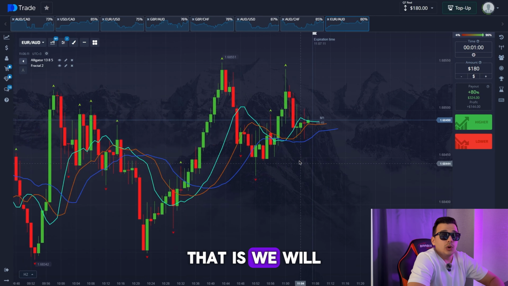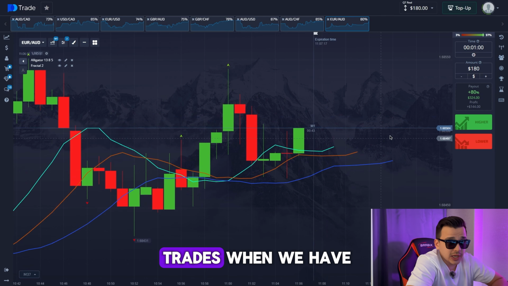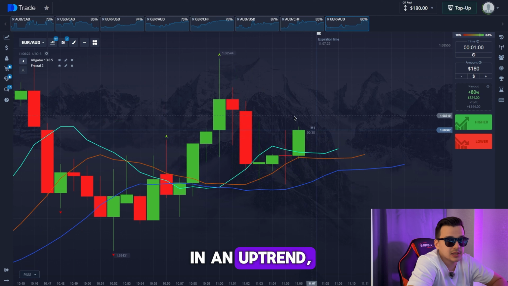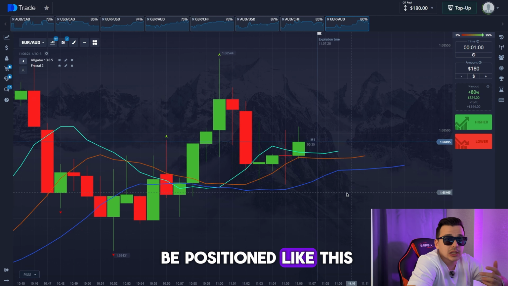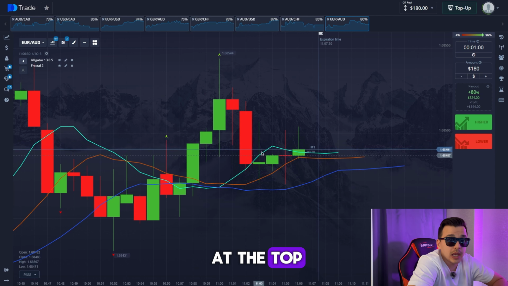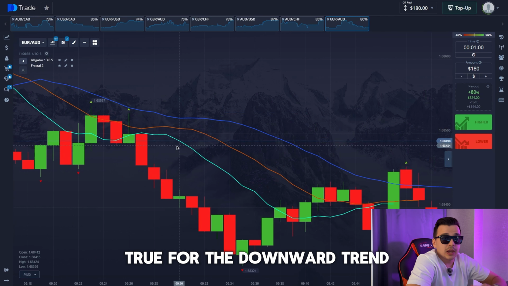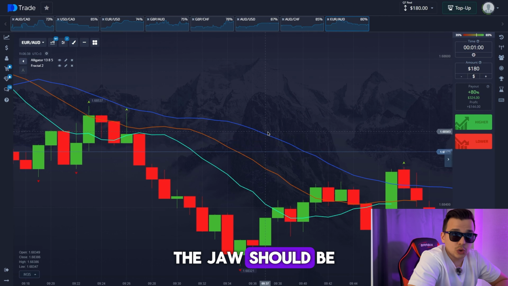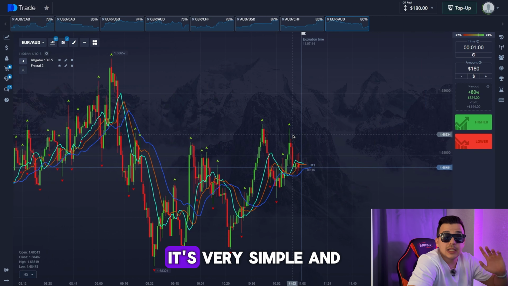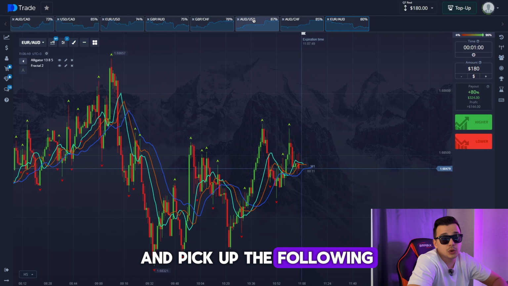That is, we will not open trades at this crossing. We will only open trades when we have a clear dynamic in an uptrend. Yes, the moving alligator should be positioned like this. The jaw should be at the bottom, the lips should be at the top, and the teeth in the middle. So the opposite is true for the downward trend. The jaw should be at the top, the lips should be at the bottom, and the teeth in the middle. It's very simple, and let's not procrastinate. Let's continue our analysis and pick up the following currency pair.